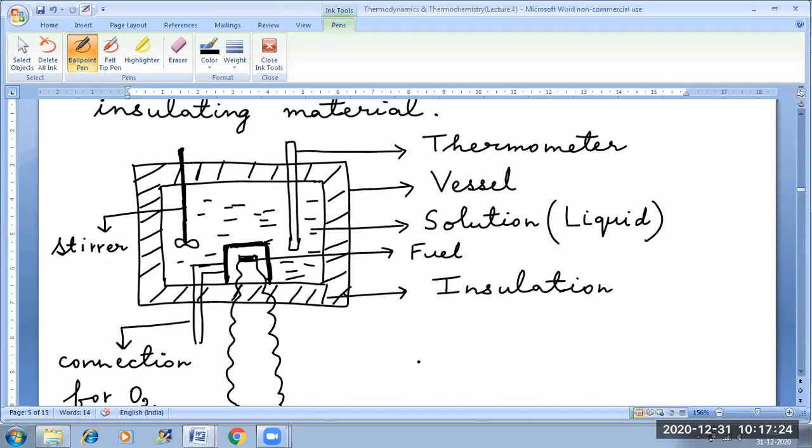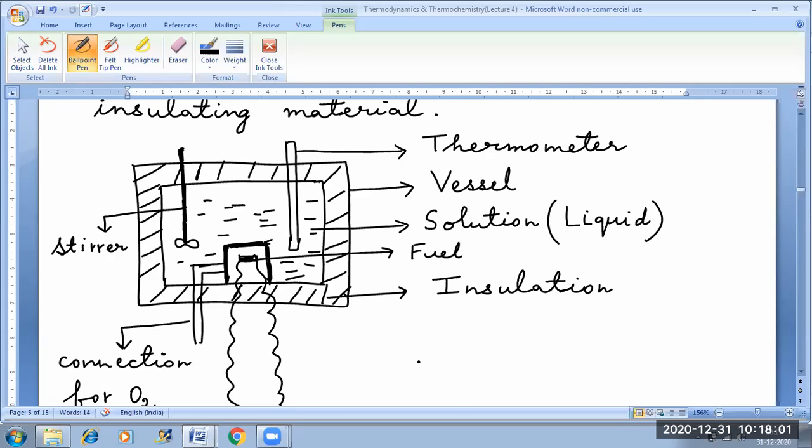This liquid is agitated with the help of a stirrer. You see a stirrer also placed inside the vessel. And the vessel is insulated, like you see, I've shown the insulation. Why? Because I do not want any flow of heat in or out. I do not want heat to enter the vessel from the surroundings, that is from the outside. Also, I do not want any heat to flow out of the vessel. That is why it is insulated.